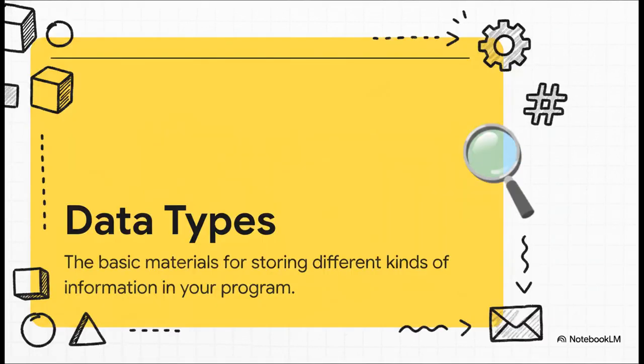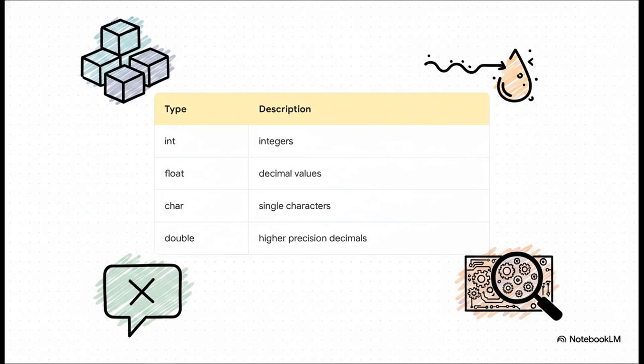So once we've got our basic structure, we need some materials to actually build with, right? In C, our building materials are data types. They're the fundamental blocks that tell the program what kind of information we're going to be storing, whether that's a number, a letter, or something else. And here are our core materials. We use int for whole numbers. We use float for numbers with a decimal point. A char is for just a single character. And if you need really high precision for those decimals, you'll want to use a double. These simple types, believe it or not, are the foundation for all the data you'll ever handle in C.